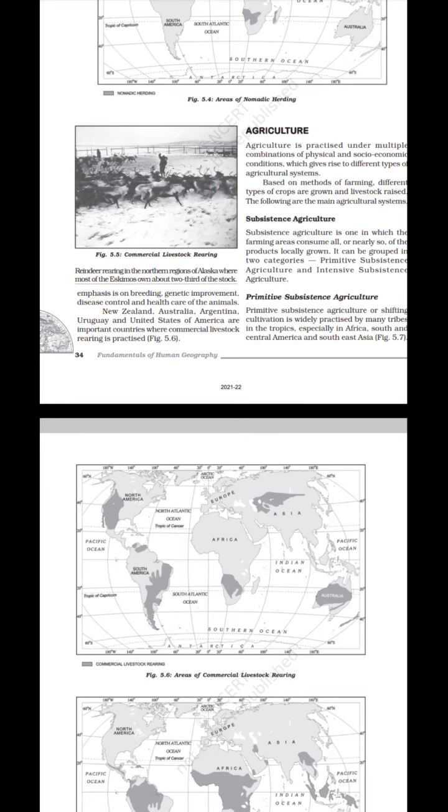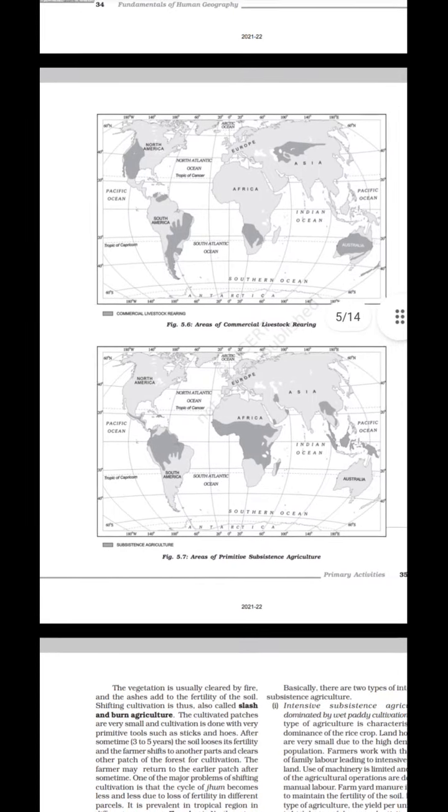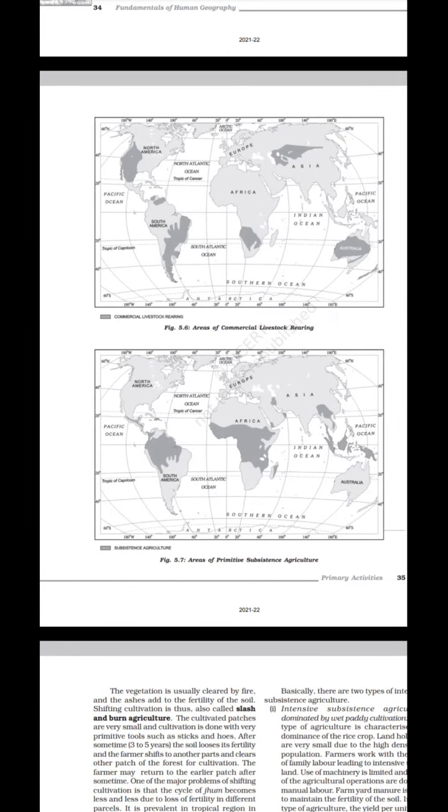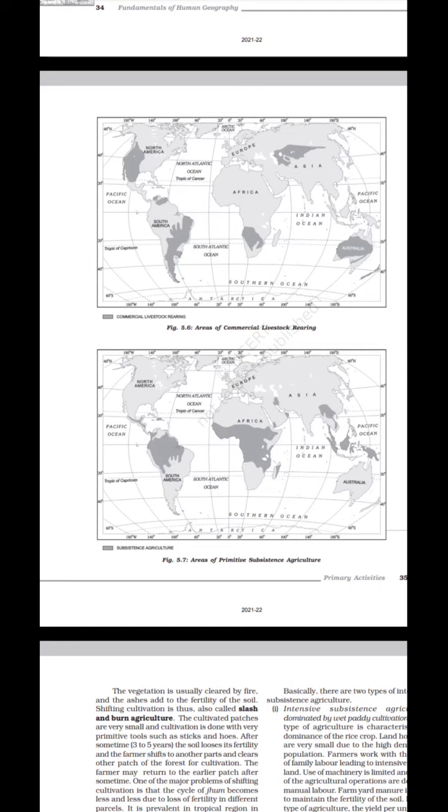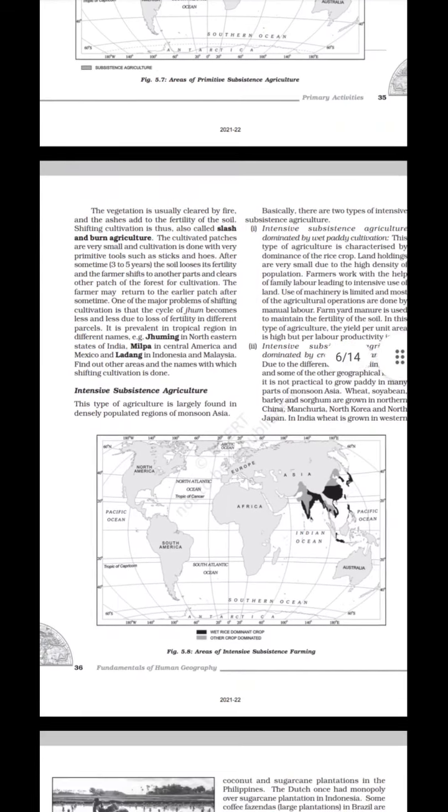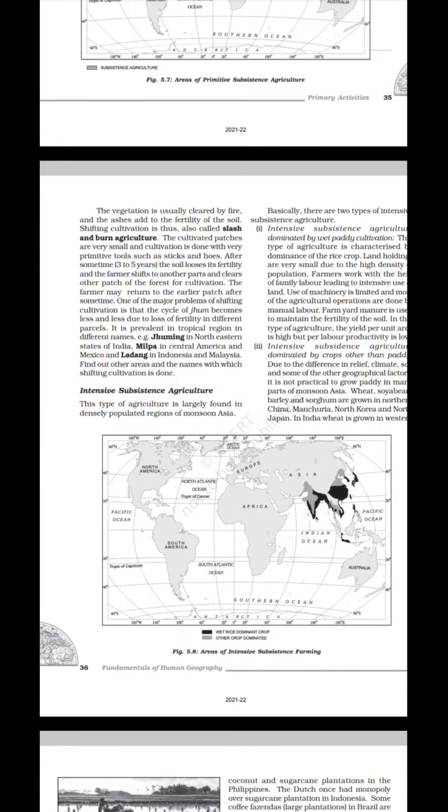Primitive subsistence agriculture. Primitive subsistence agriculture or shifting cultivation is widely practiced by many tribes in the tropics, especially in Africa, South and Central America, and Southeast Asia. Take a look at figure 5.7, areas of primitive subsistence agriculture. Take a look at figure 5.8, areas of intensive subsistence farming. The vegetation is usually cleared by fire and the ashes add to the fertility of the soil. Shifting cultivation is thus also called slash and burn agriculture.